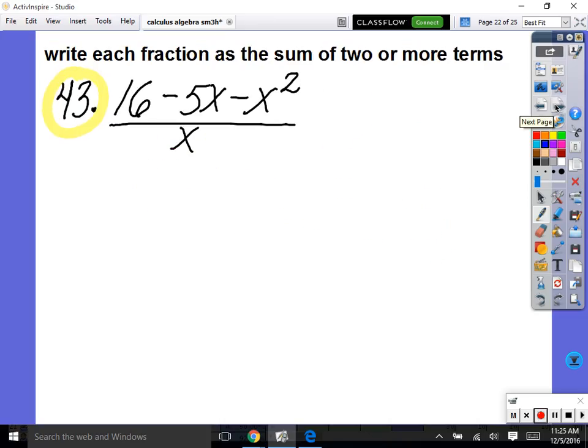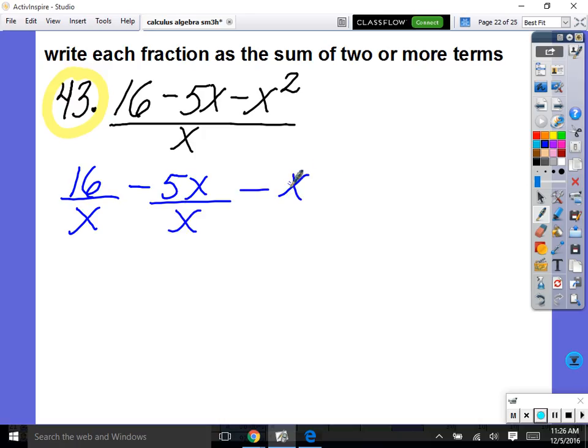Number 43, write each fraction as the sum of 2 or more terms. Your answers may vary. You can do this a couple different ways. So basically we're writing this and splitting it up. This would be a lot easier, so let's do that. So, like I said, answers could vary. So I'm going to do 16 over x minus 5x over x minus x squared over x. Isn't that okay, algebraically? Yeah.